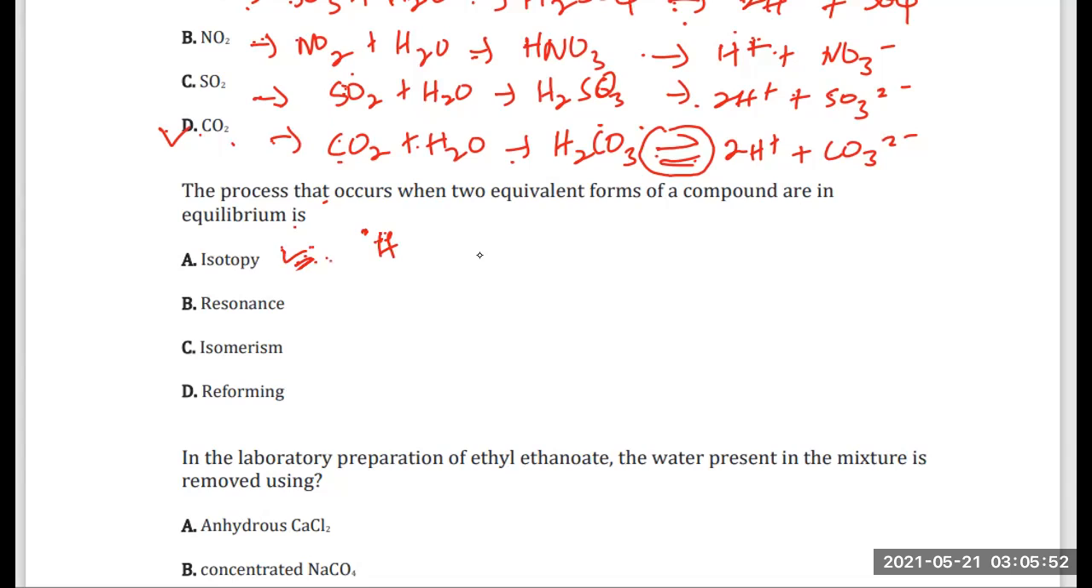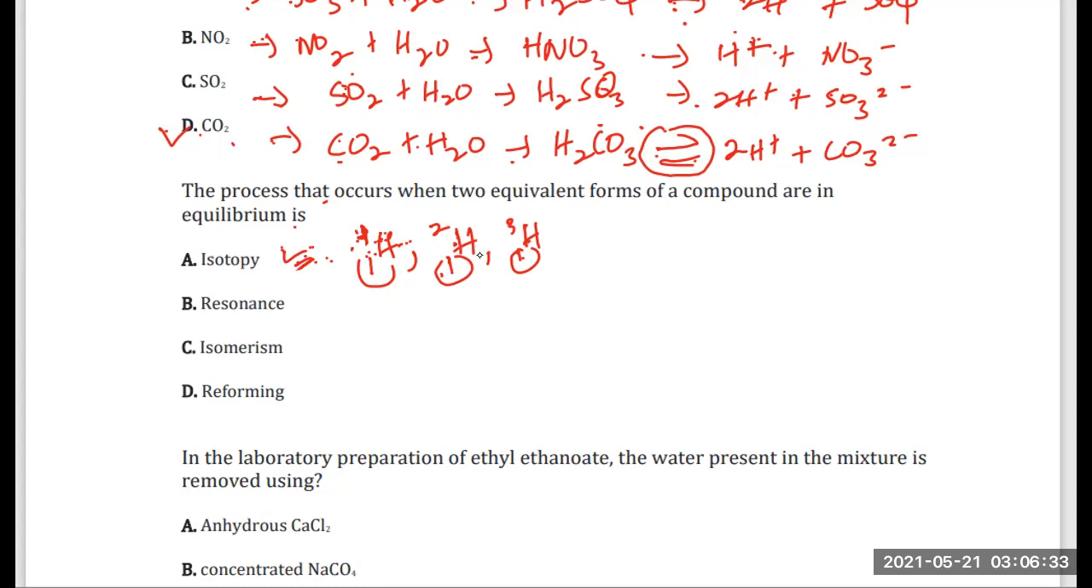Okay, I take that again. When you say isotopy, isotopy is a phenomenon where you have the same atomic number but different mass number. So this is a typical isotopy, isotopes of hydrogen, where you have the same atomic number, 1, 1, 1. But you can see the mass numbers are different. So we say these are isotopes. We have the protium, the deuterium, and the tritium. Okay, so that is isotopy.